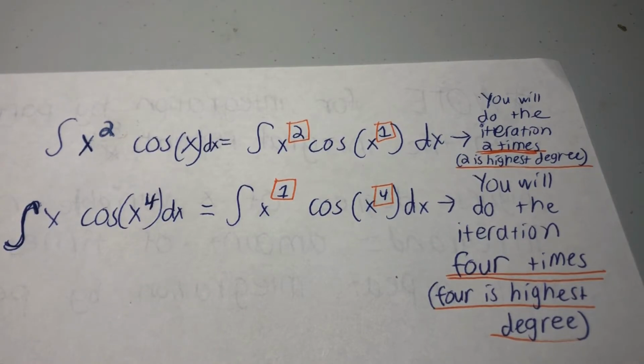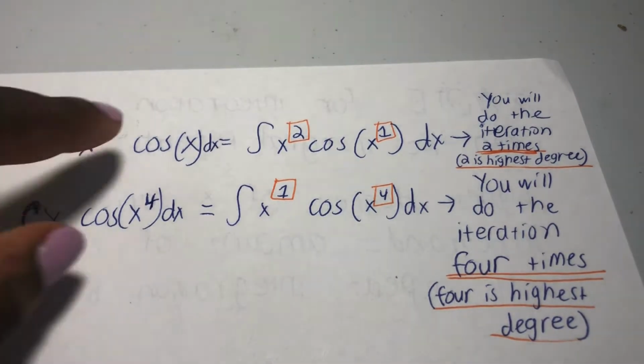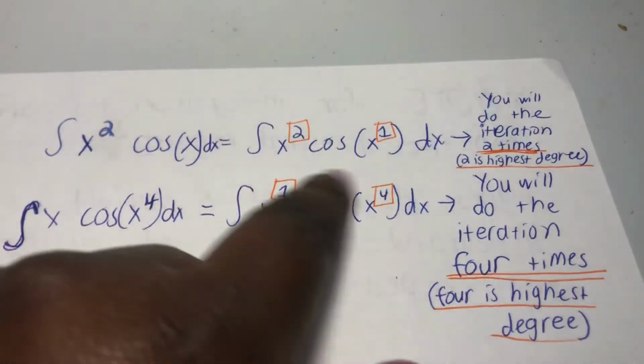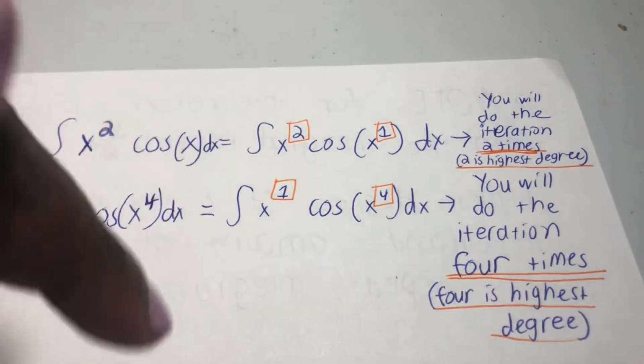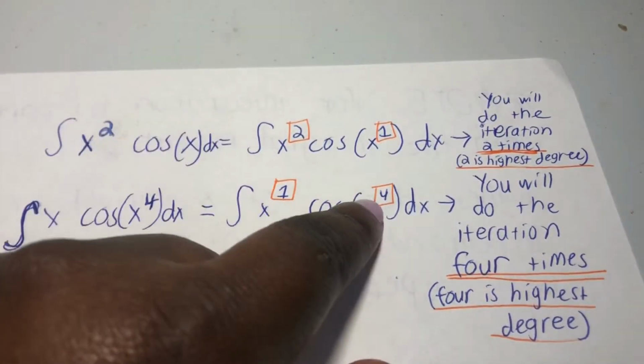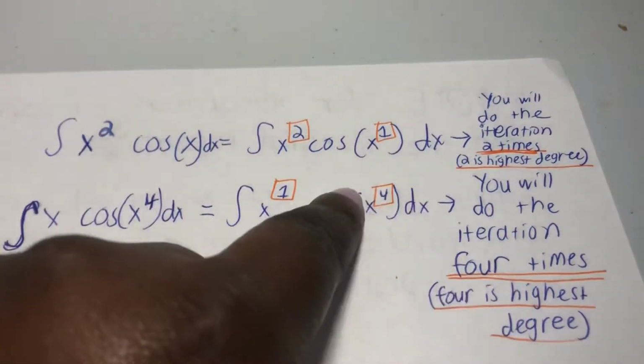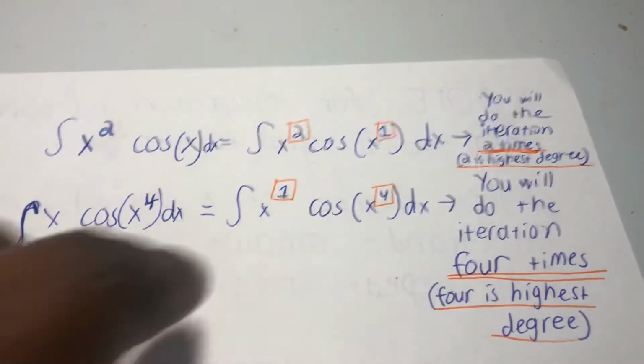That's why when we're choosing our u and dv, you've got to choose something as u that's easy to take the derivative of, and something as dv that's easy to take the integral of, either or, because you want to choose something that has the least amount of degrees. The degrees in the integral, when it comes to integration by parts, determine the amount of iterations you do. The highest degree is the amount of iterations you're going to do. For this one it's 2, so it will be 2 times, and for this one it's 4, it will be 4 times. So yeah.